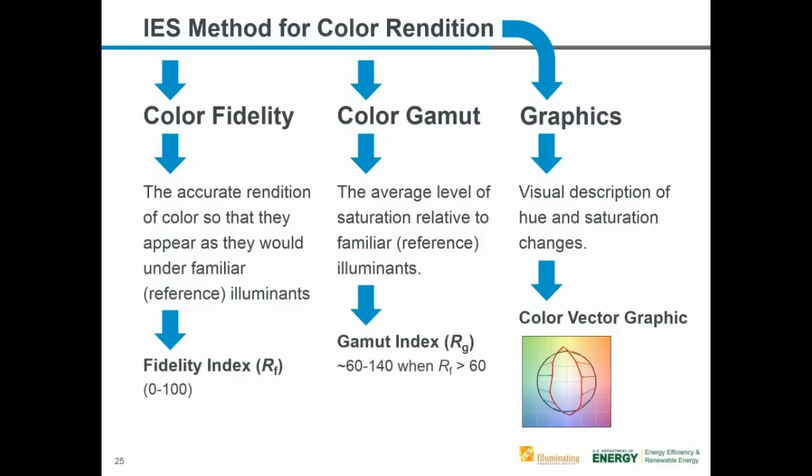IES Rf was designed to be a more accurate version of the CIE General Color Rendering Index, Ra. When the fidelity index is greater than 60, as I'm showing with my mouse pointer, the gamut index will be in a range of about 60 to 140. Reference illuminants have a gamut index of 100, so this value indicates that a test source may have a gamut larger or smaller than the reference. Finally, the color vector graphic provides a visual description of hue and saturation changes. It is a non-numerical complement to both Rf and Rg. This particular color vector graphic is for a high-pressure sodium lamp, and I'll show you some more details about that lamp momentarily. Let's look at some of these components in a bit more detail.